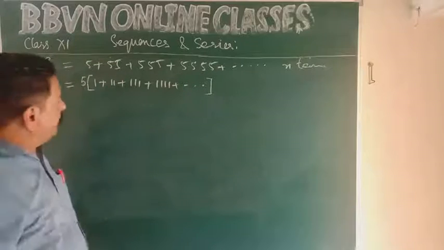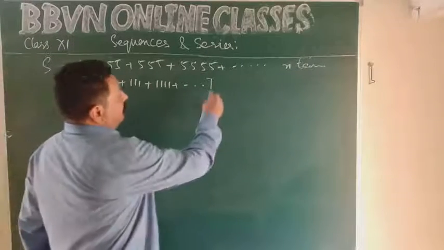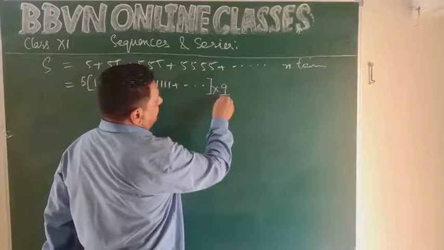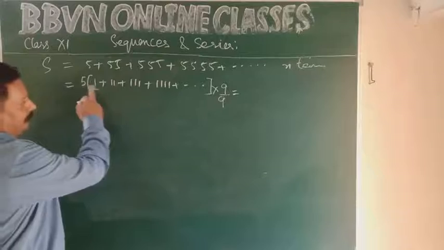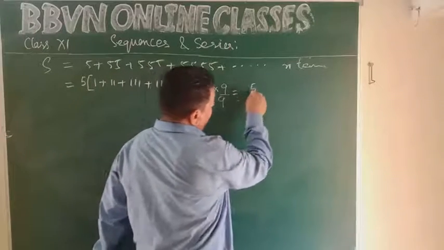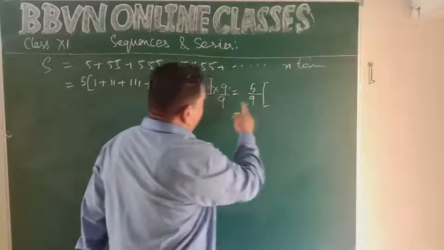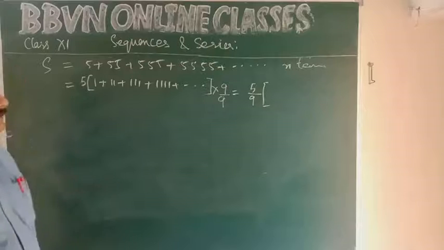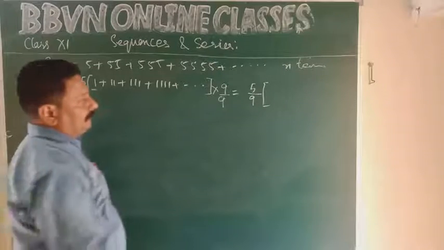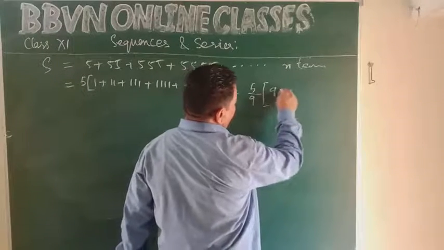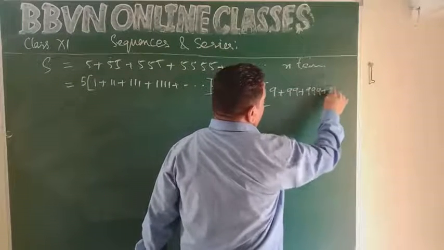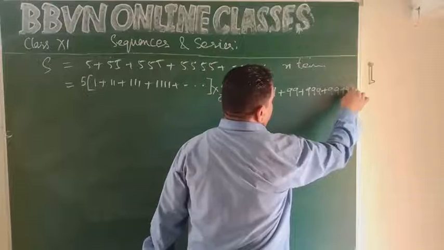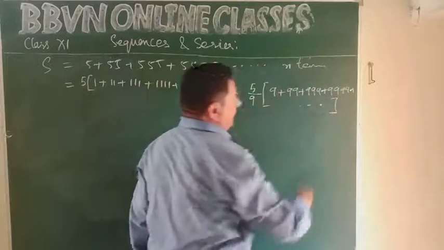Okay? Now what I will do is multiply and divide by 9. Multiply and divide by 9. So 5 divided by 9, keep the division 9 outside, and shift the multiplication 9 inside. Multiply each term by 9. So 9 plus 99 plus 999 plus 9999 plus so on up to n terms.